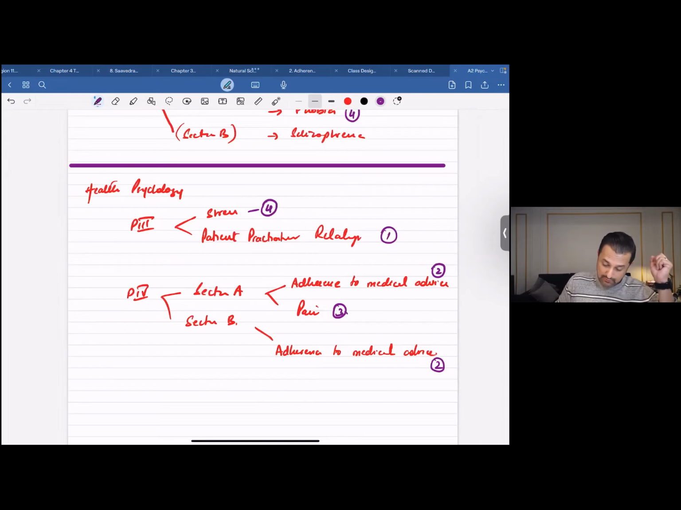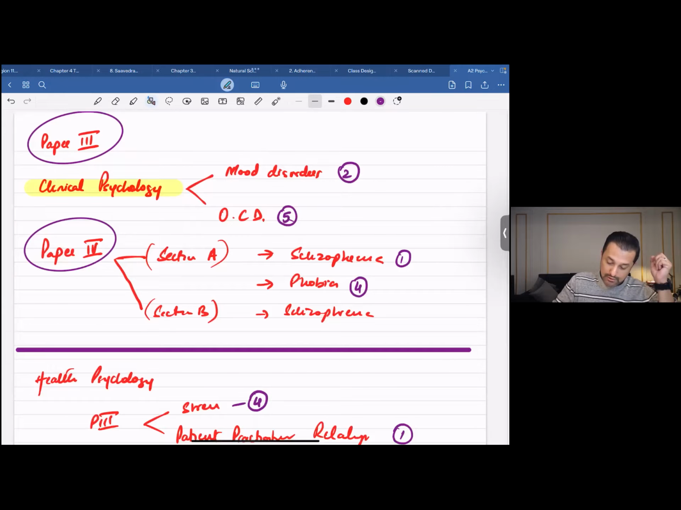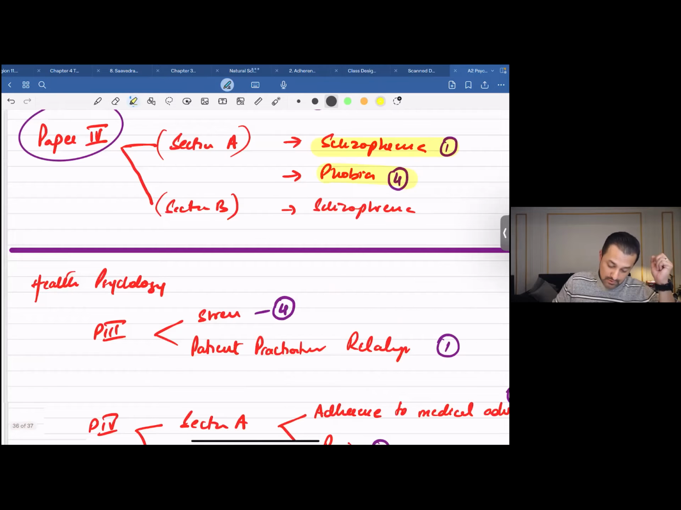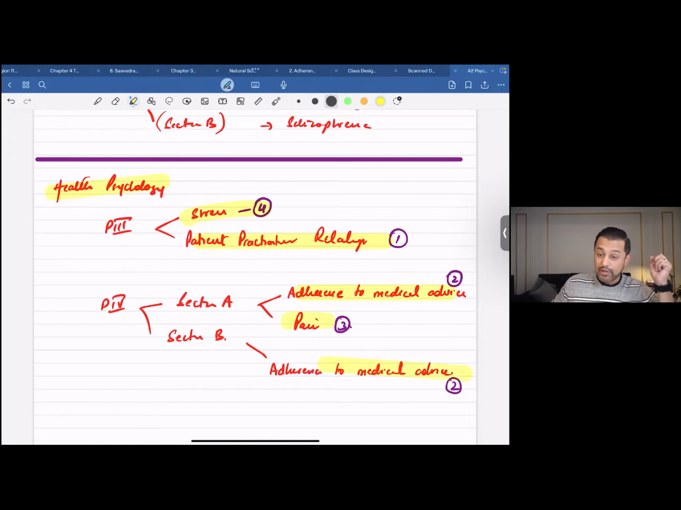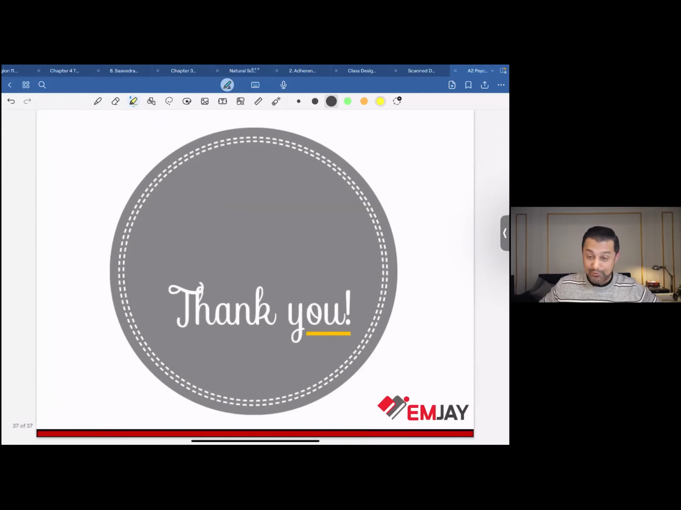Now have a look at this. Do you realize the questions you've had in paper 3 and paper 4 are from different units: 2 and 5, and then 1 and 4. For health psychology, it is 4 and 1, and this is 2, 3, and 2. If you understand this, it would help you prepare for both of the papers in a better manner. I could go on and on, but I understand this has taken a lot of time already. I hope this has been helpful.